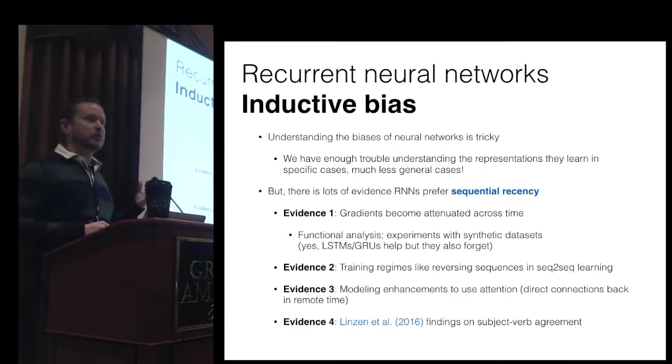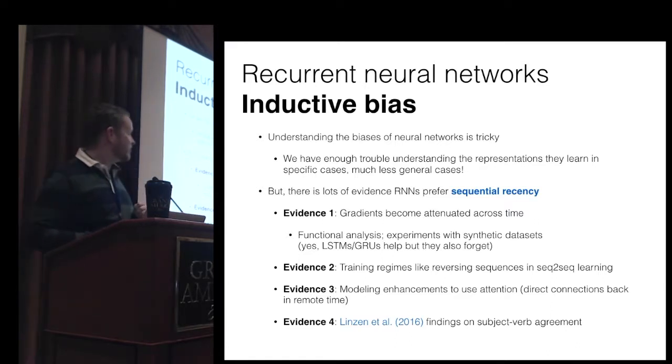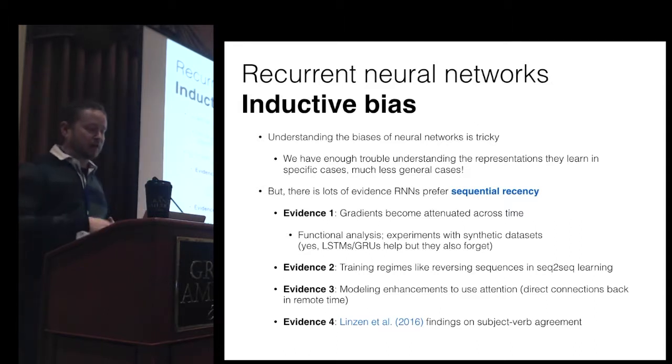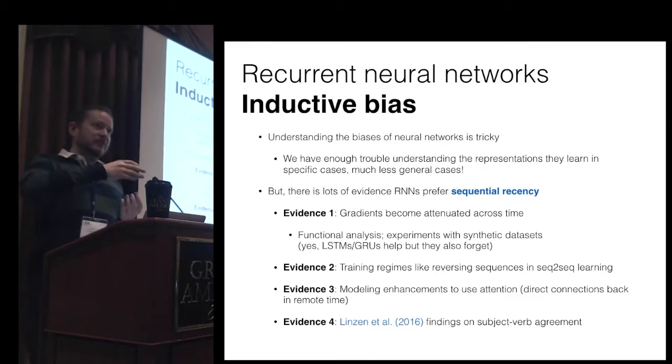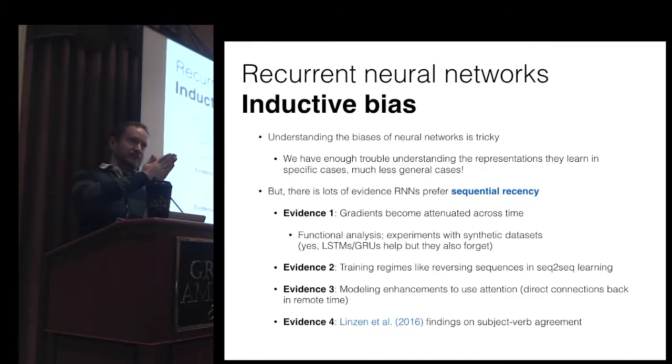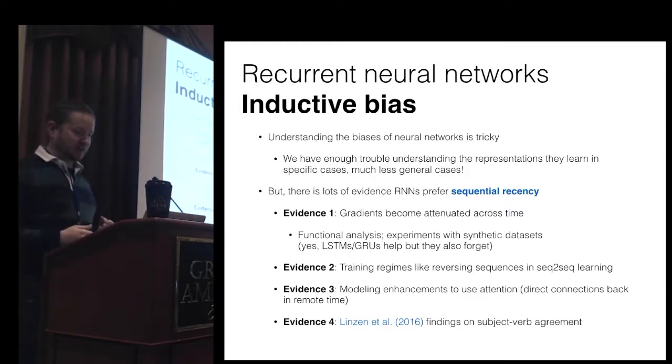So first we can do a simple functional analysis, and we can show that gradients become attenuated across time. That basically means that with the number of intervening steps in an RNN that the gradient has to travel, we're generally going to see the magnitude of the gradient to representations or events that happened earlier on decreasing exponentially. So this is a big problem.